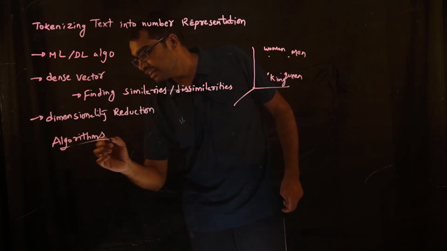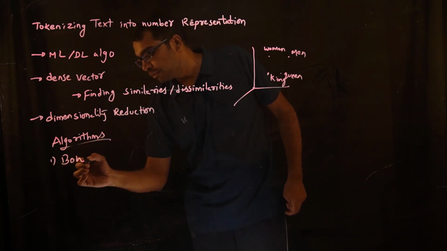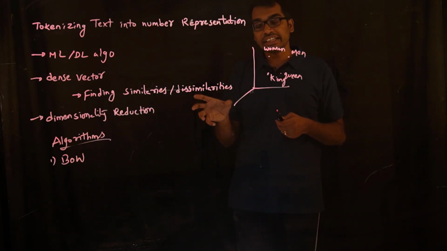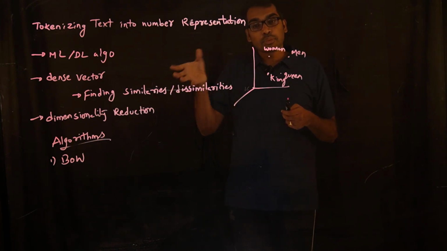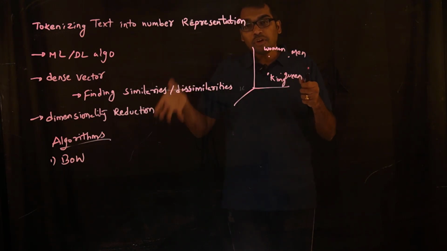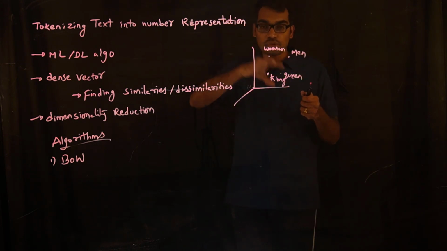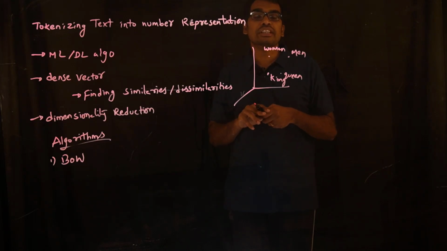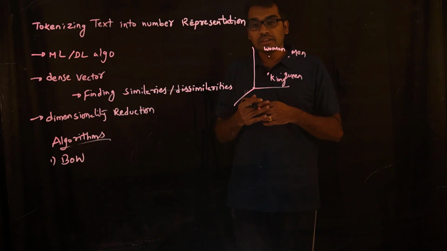So the first algorithm is the bag of words approach, the BOW. That is one traditional technique. Every sentence is broken down into tokens, and let's say you have a lot of documents and their tokens, and you represent the frequency of each token in each document. That is the bag of words approach, and we will discuss it in detail. No need to worry about it at this moment.